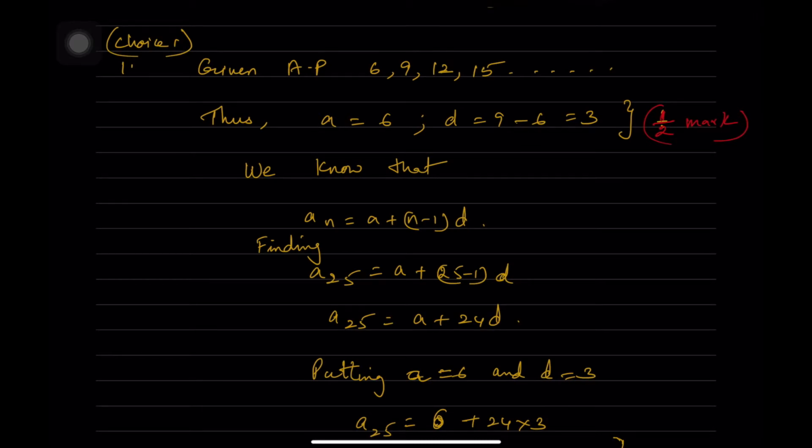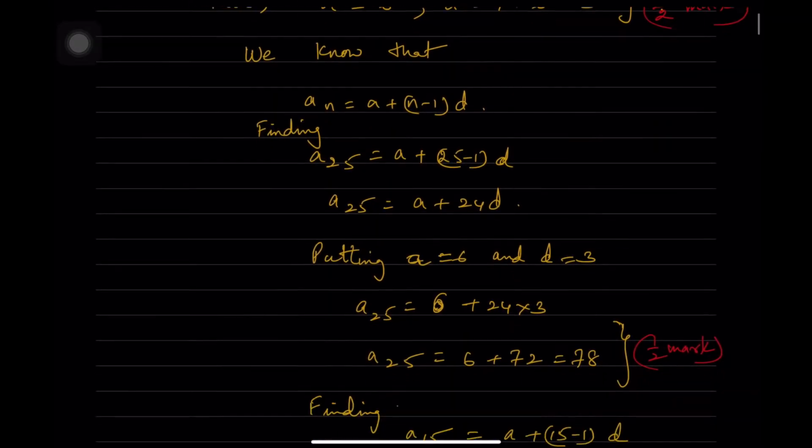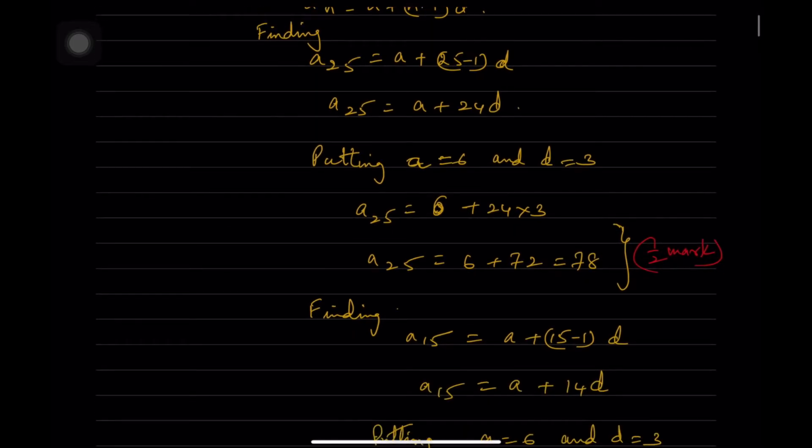What is a here? The first term is 6. The common difference is 9 minus 6, which is equal to 3. We know that an is equal to a plus n minus 1 into d, which is for finding the nth term. So a25 is equal to a plus 25 minus 1 into d, so a25 can be written as a plus 24d. Putting a is equal to 6 and d is equal to 3, we get a25 is equal to 6 plus 24 into 3, which is 6 plus 72, that is 78.